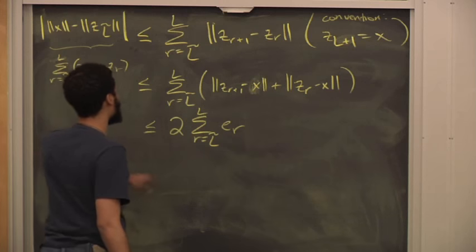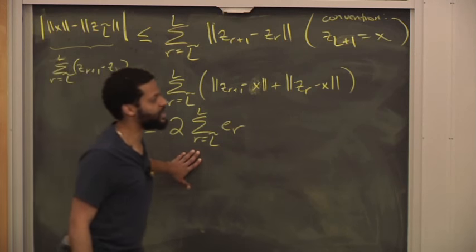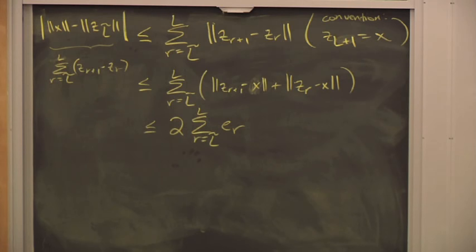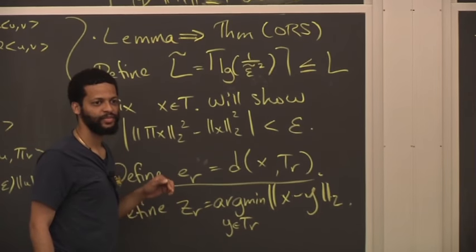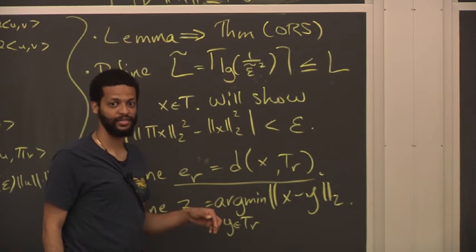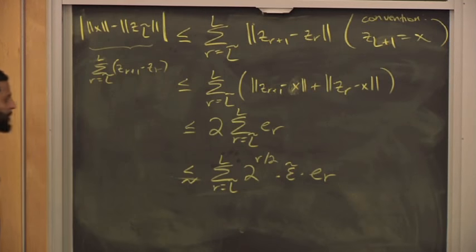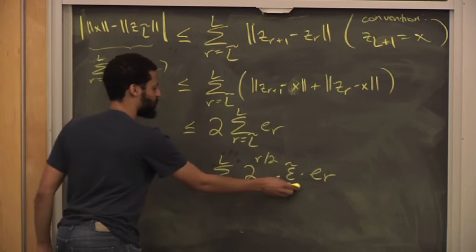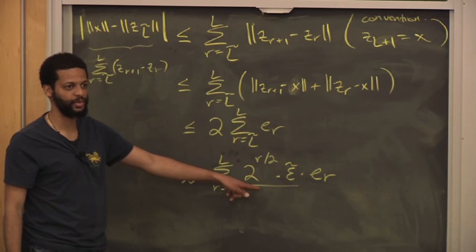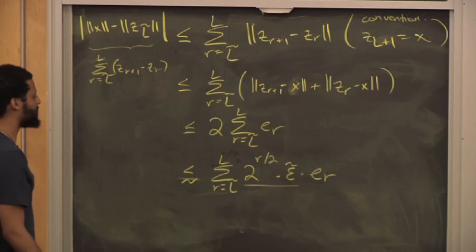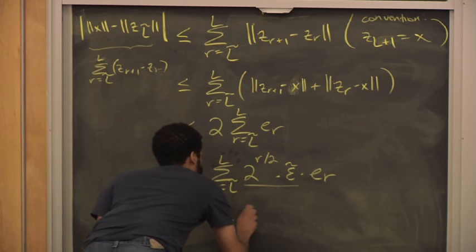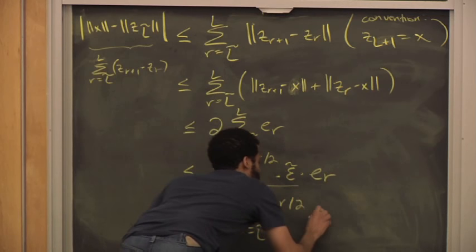And now I'm in the regime where r is bigger than l tilde, right? And what is l tilde? L tilde is log of 1 over epsilon tilde squared. So 2 to the l tilde is something like 1 over epsilon tilde squared. 2 to the l tilde over 2 is something like 1 over epsilon tilde. So this is at most some constant, I'm not going to care about constants, times the sum r from l tilde to l of 2 to the r over 2 times epsilon tilde times e r. Right, I just artificially inserted this because I'm in the regime for r where this is bigger than or equal to 1. But I can pull this epsilon tilde out, this is at most epsilon tilde times the sum r goes from l tilde to l of 2 to the r over 2 times e r.